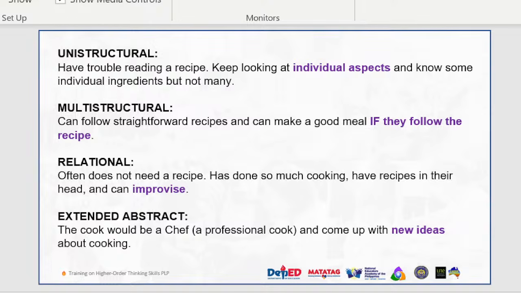Multistructural. The cook or chef can follow straightforward recipes and can make a good meal if they follow the recipe. Relational: often does not need a recipe. So the chef has done so much cooking, has recipes in their head, and can improvise.